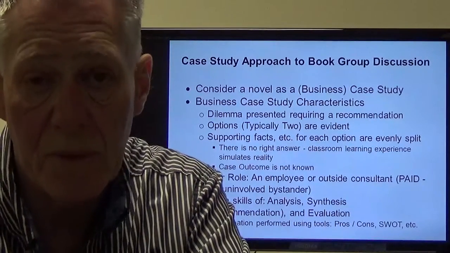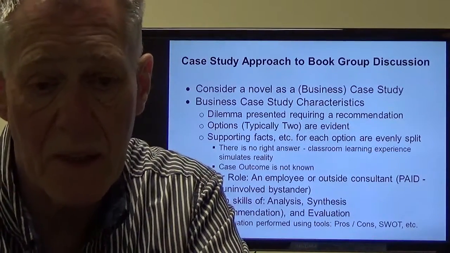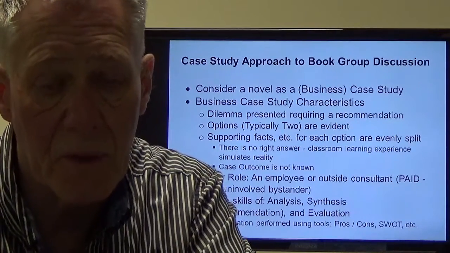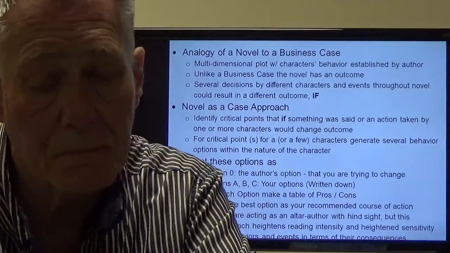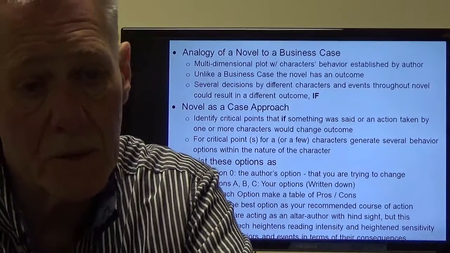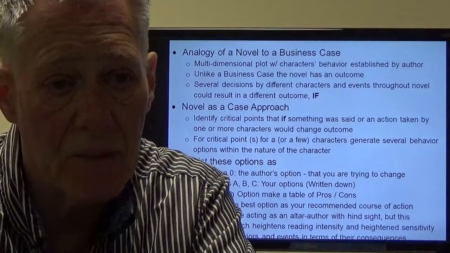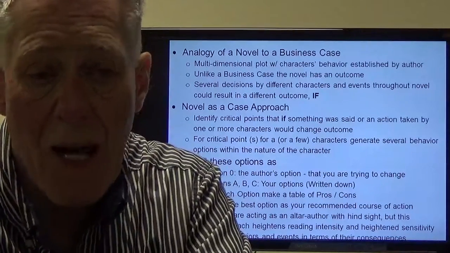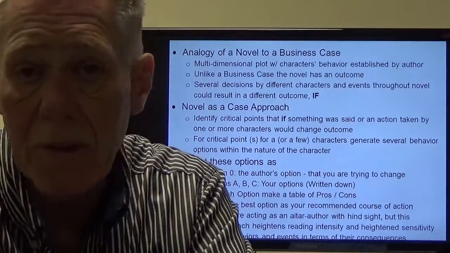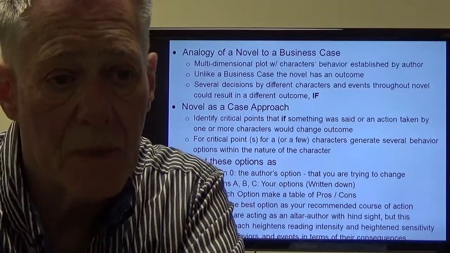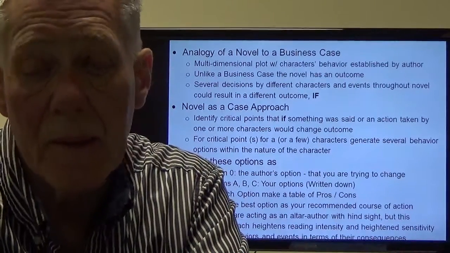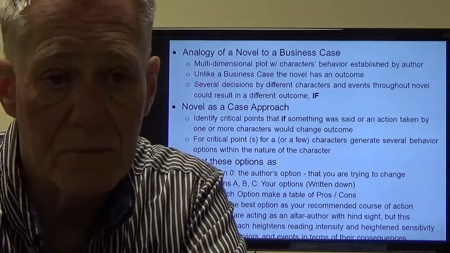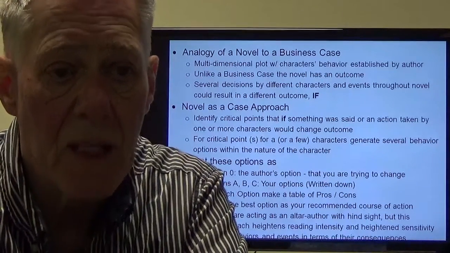What I'm going to present and recommend is a pro and con chart in the situation which I'm going to describe. So, imagine you have read a novel, and there's a multi-dimensional plot, a lot of characters, and they're all established by the author. But the outcome, when you finish reading the novel, is known, and you know exactly what it is.